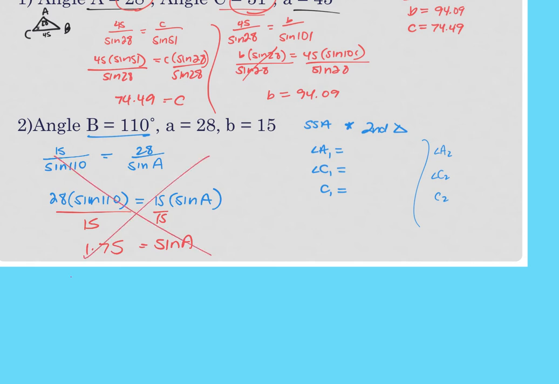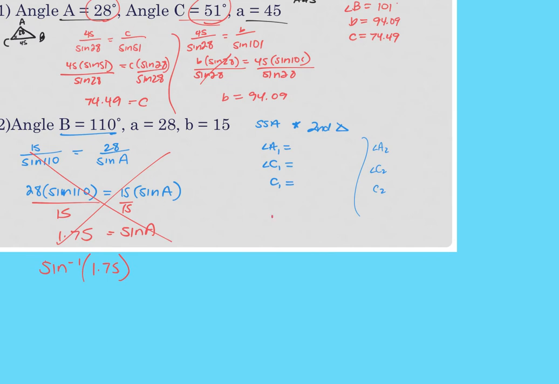If you don't catch it, then you have to take sine inverse of 1.75, and your calculator is going to catch it for you. It's going to give you an error, which means that there is no triangle. So there's not any, not 1, not 2, nothing. There's no triangle that can be done, which is one of the situations that can happen with the ambiguous case. Questions on that one?